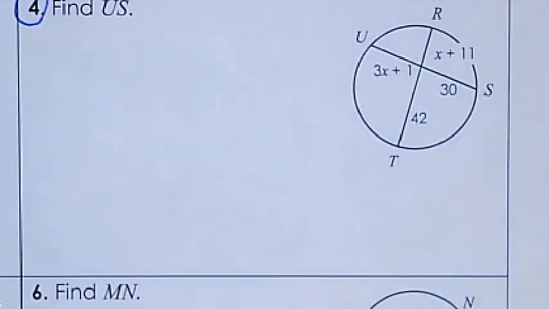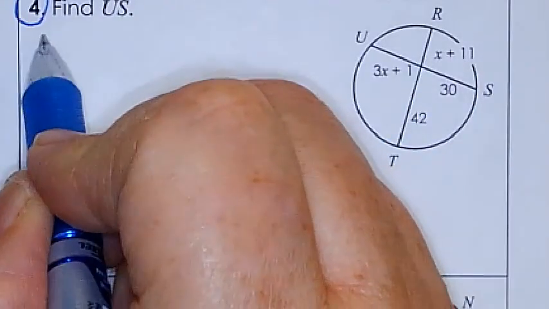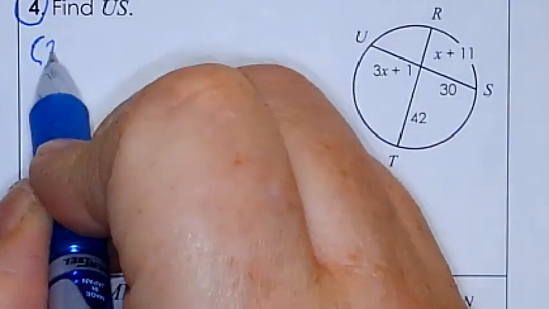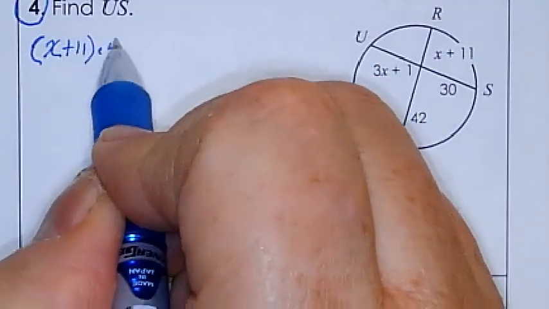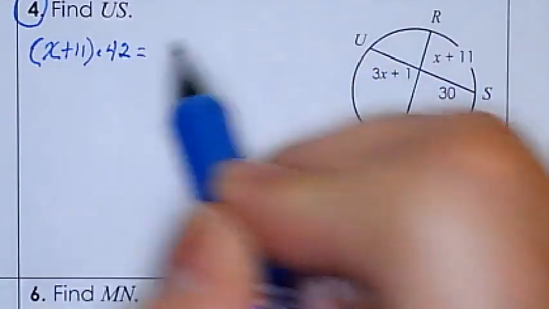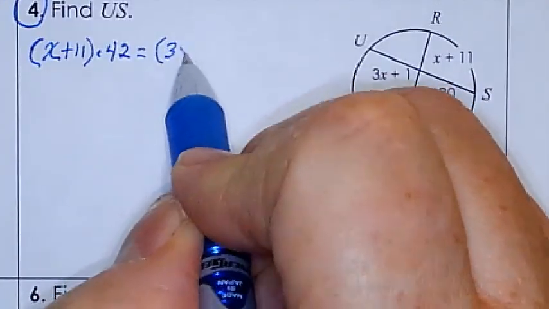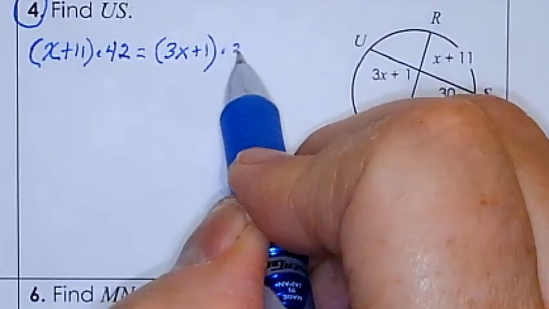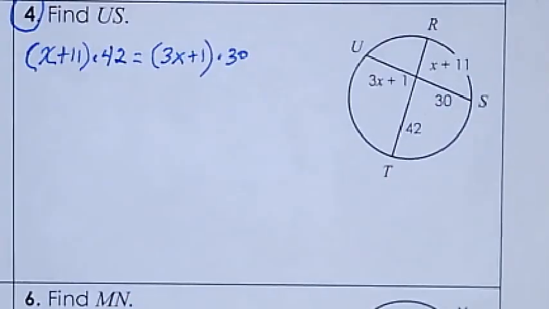He went open parentheses, then x plus 11 and multiplied that by 42. I'm not sure if that's how he wrote it. Then he put equals. Then he took this segment, which was 3x plus 1, and multiplied that by 30. He knew enough to put the parentheses around there, and he knew enough to multiply, and that's perfectly 100% acceptable. But when he distributes, he's going to go backwards.